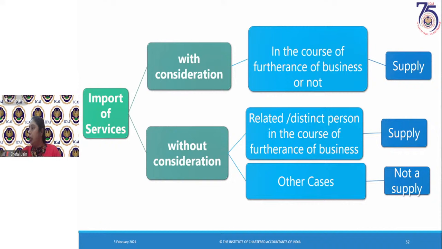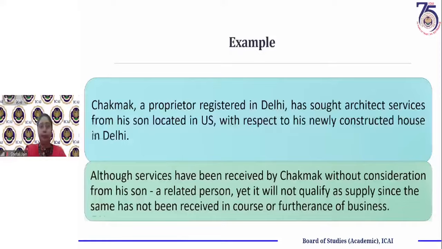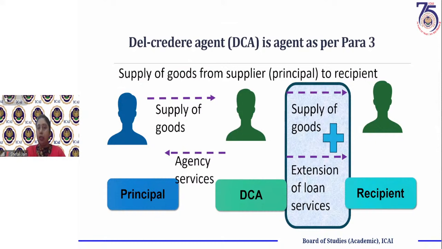Srinivasan is saying something regarding the DCA slide. So in the slide, it should be supplier to DCA. Srinivas, I am not able to get what you want to say. Please reframe your query. Supply of material along with transportation, a composite supply, will not be taken.